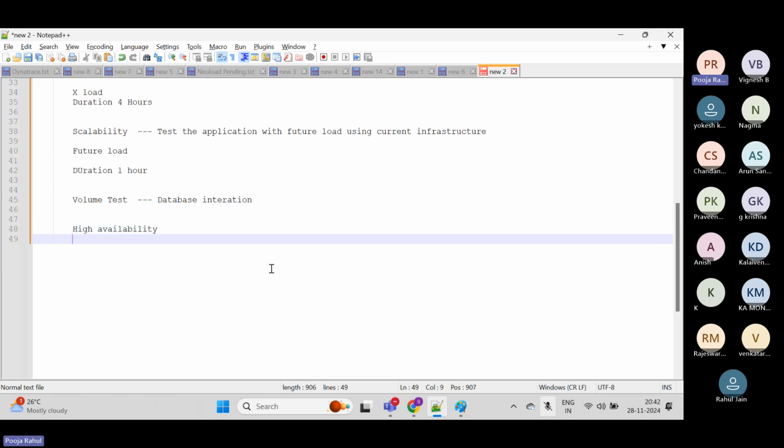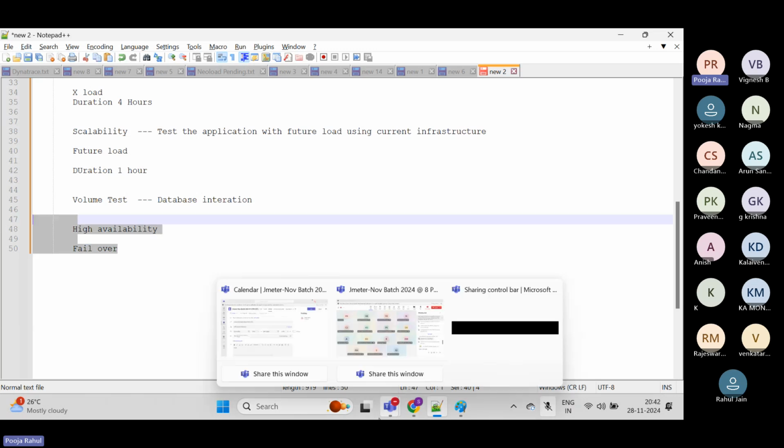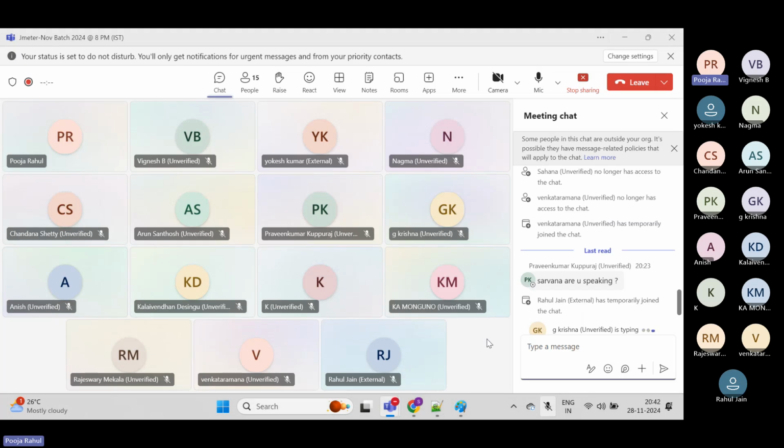Okay, high availability test or failover test. This is not something that we are doing, guys. Please understand. Example, you have four machines that are connected in a load balancer. Suddenly the infrastructure management team fails one particular node, and we check whether the load is still going to the other three machines or what. That is the failover test or high availability test.